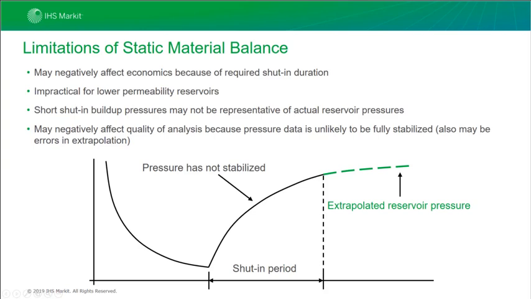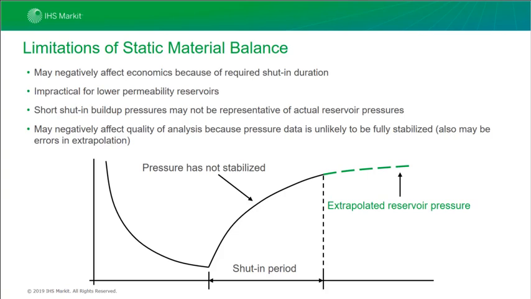There are some important limitations to the material balance formulation as I have presented it. The most obvious one is that the well needs to be shut in, which means lost production, and most operators don't want to shut in the well if they can help it. In lower permeability systems, the time required to shut in the well and get a representative reservoir pressure may take too much time and therefore too much lost production.